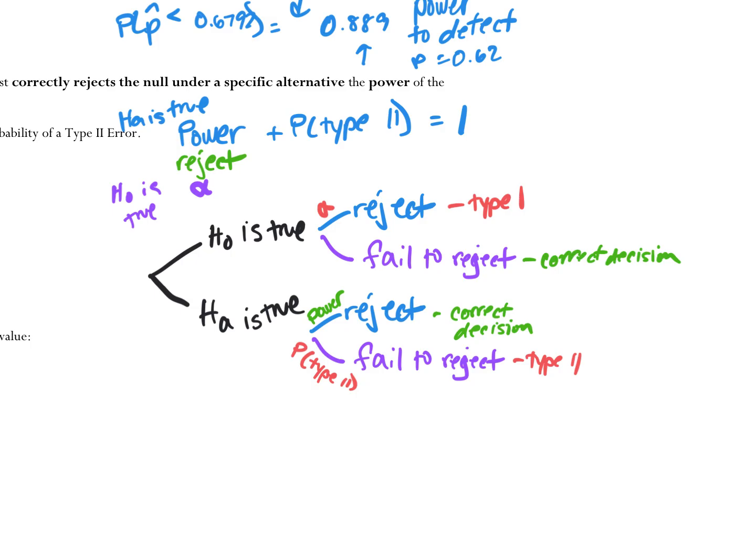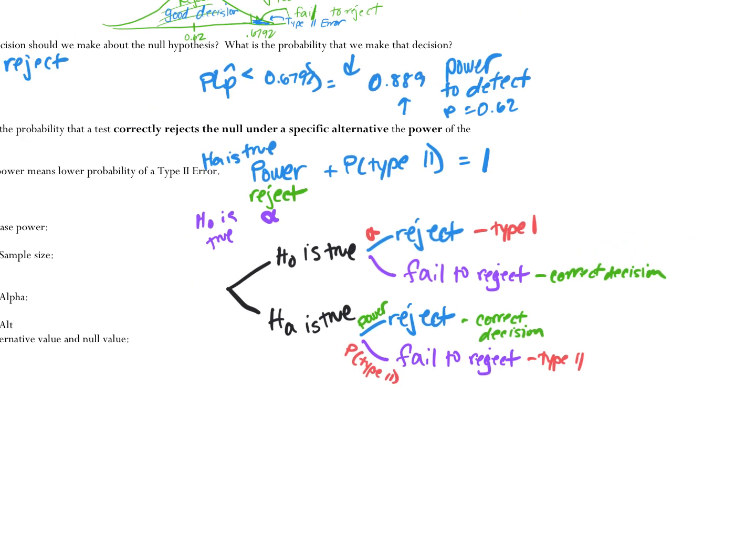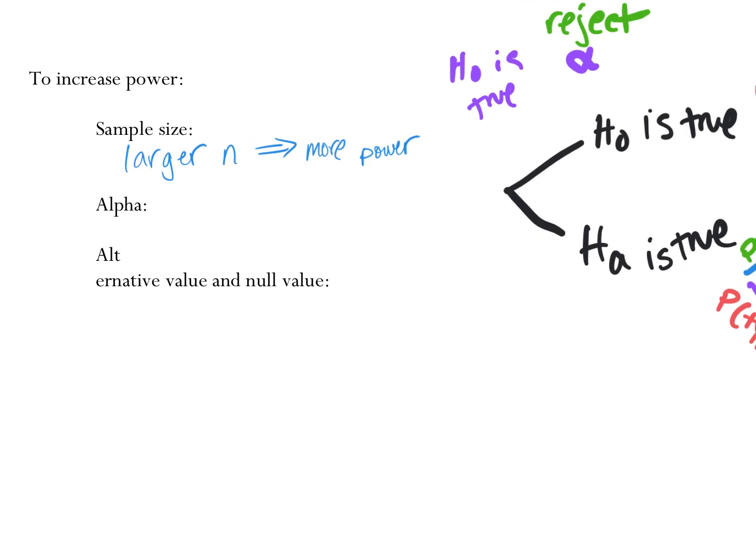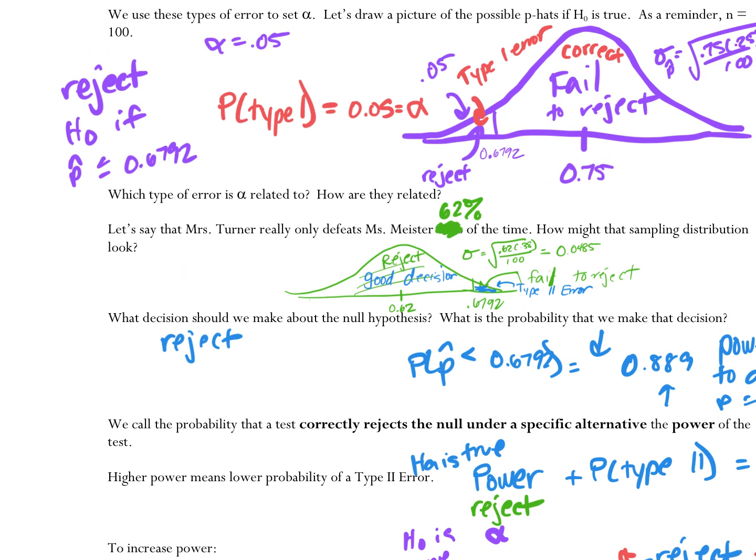Power is a good thing. Power means the alternative is true and we're making the correct decision. There are several ways we can increase the power. We increase the probability in general of making the correct decision if we have a larger sample size. If we increase alpha, we increase power. The way you can remember that: increasing alpha increases the probability that you're going to reject the null hypothesis. There's more samples whose values will give you a probability less than 10% than less than 5%. That area that we covered gets bigger.